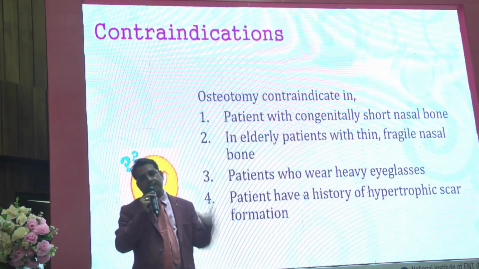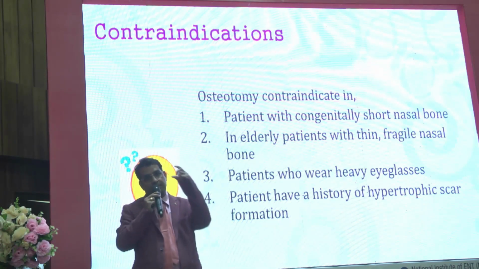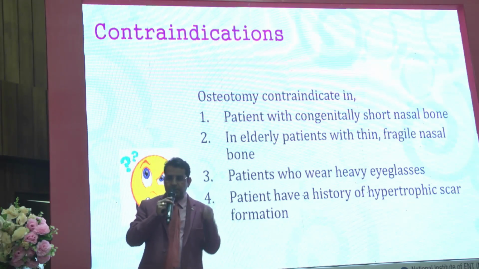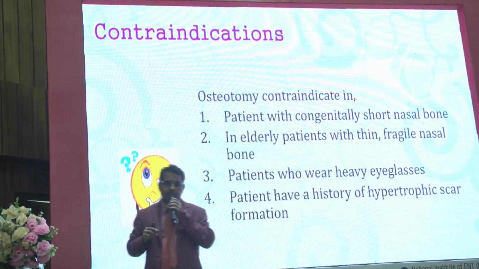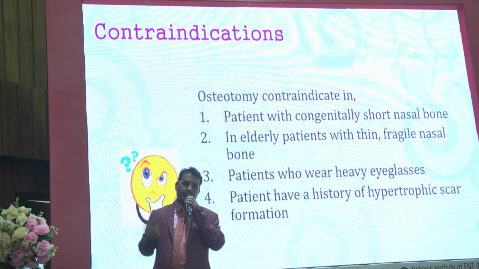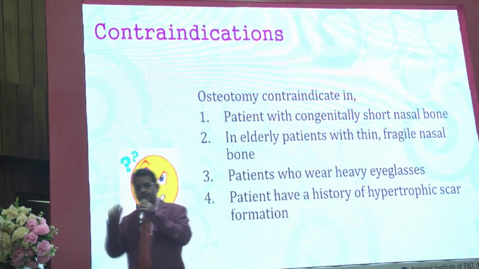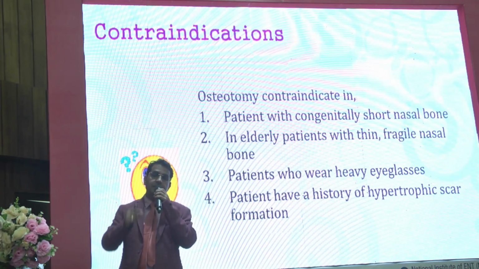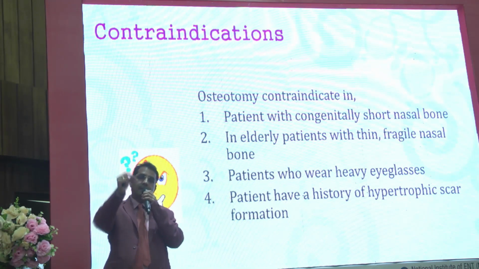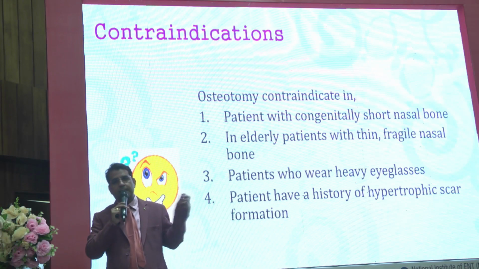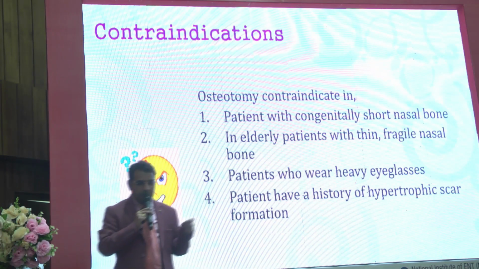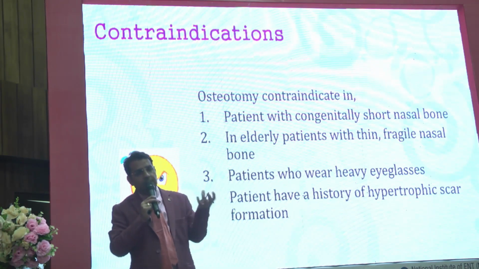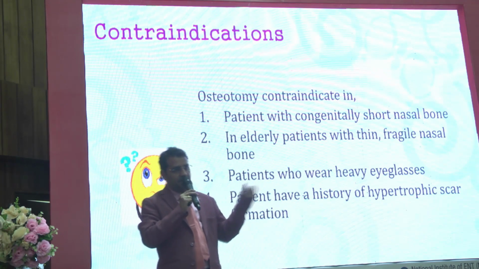Sometimes, like in a binder patient or whenever a patient has a small nasal bone, osteotomy is contraindicated. Why? Because when you have a very short nasal bone, you obviously have a comparatively long upper lateral cartilage. So when a patient has a very short nasal bone, during the osteotomy there is a lot of chance of fragmentation of the nasal bone.